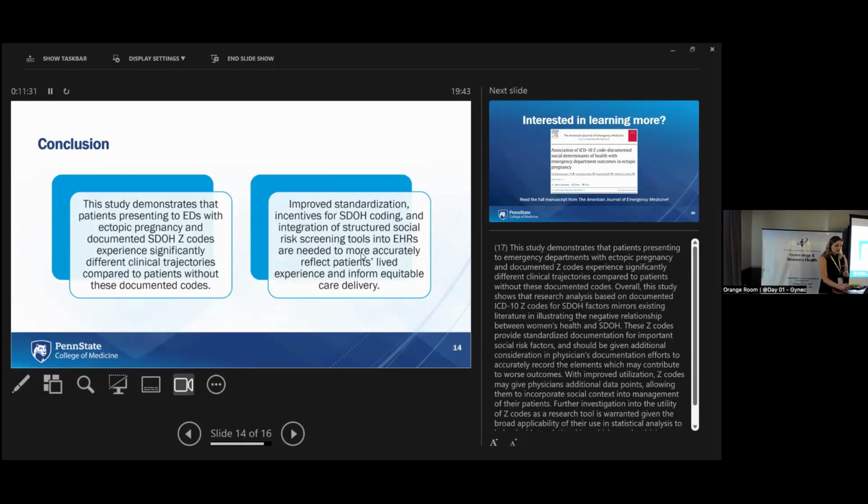With improved utilization, Z codes may give physicians additional data points, allowing them to incorporate social context into the management of their patients. Further investigation into the utility of Z codes as a research tool is warranted given their broad applicability and their use in statistical analysis to help elucidate the relationships that may be driving adverse health outcomes.